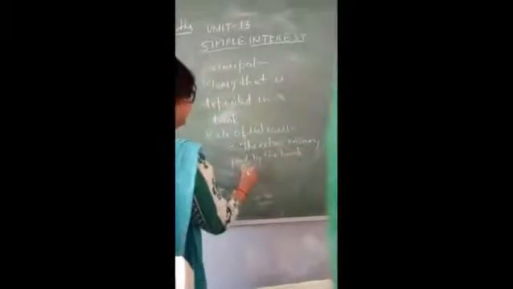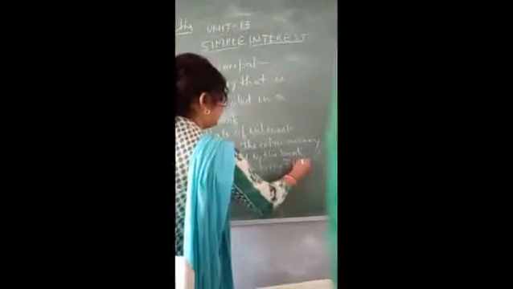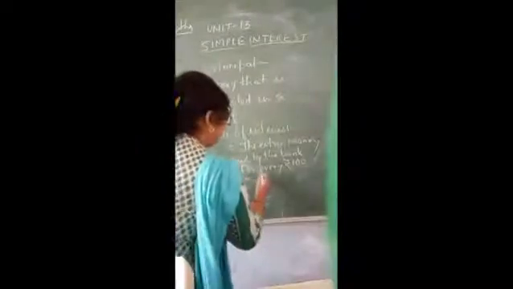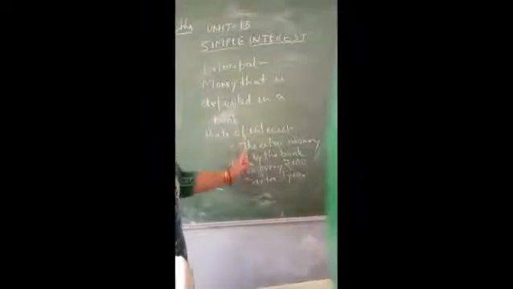For every 100 rupees per year, after 1 year. So here, all of you see, what is the principal? The money that is deposited in a bank is called the principal amount. And the rate of interest is the extra money which is paid by the bank for every 100 rupees after 1 year. That is called rate of interest.